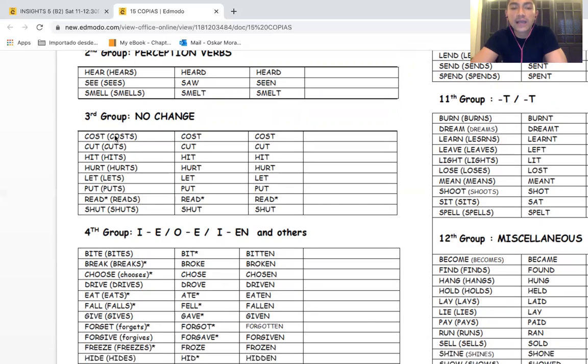Let, let. Put, put. Read, the pronunciation in present is read, and the pronunciation in past is read, but the spelling is exactly the same. And we also have shut, and the past tense is shut, which is the same as to close something, right? If you say shut the door, that means close the door.